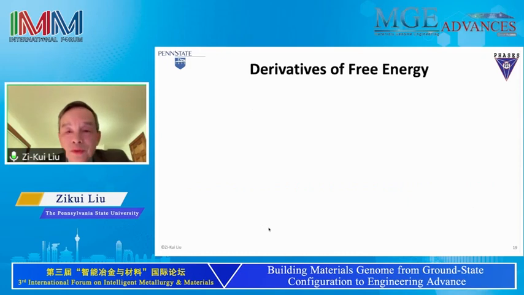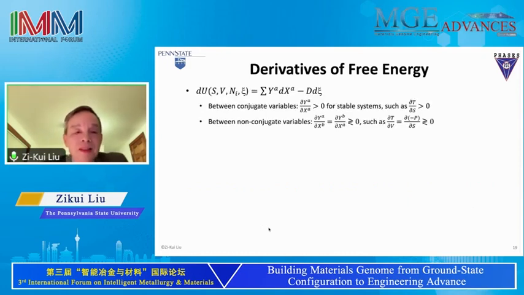Okay, let's talk about derivatives of free energy. That's very important because the derivatives of free energy are the properties we measure, and they also detect the stability of a system. For example, temperature and entropy should change in the same direction. However, when they are non-conjugate, like volume and temperature, which are not conjugate variables in the combined law, then it can be positive or negative. That's why you can have negative thermal expansion.